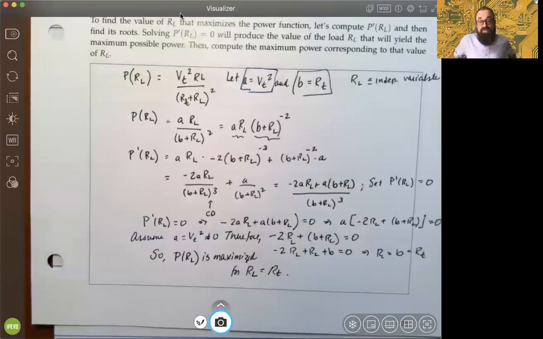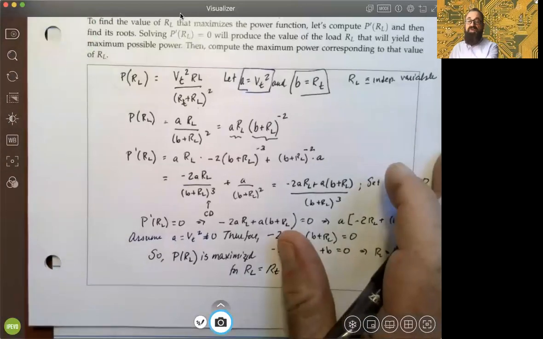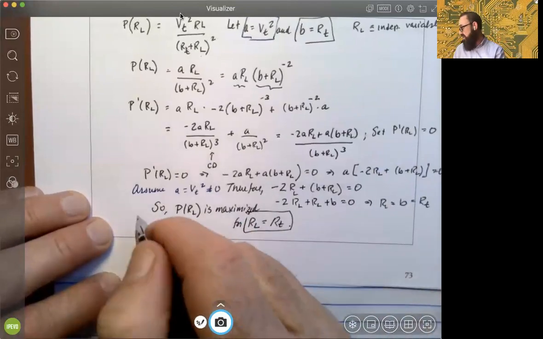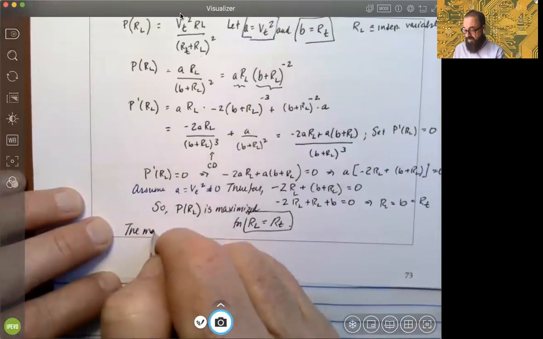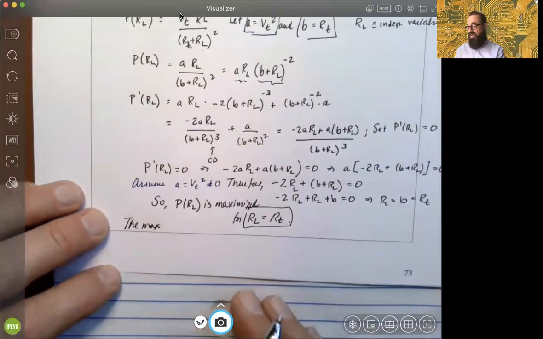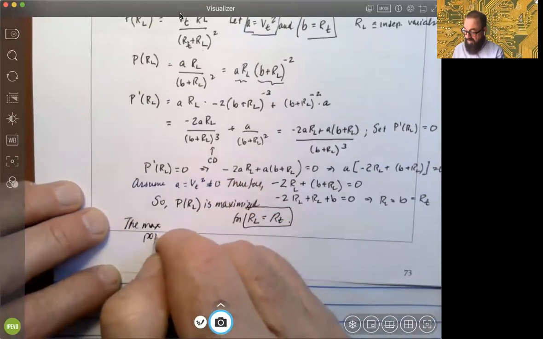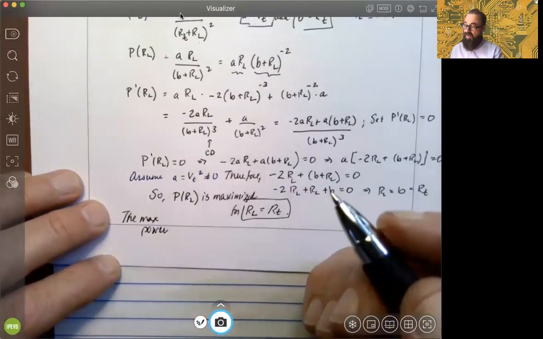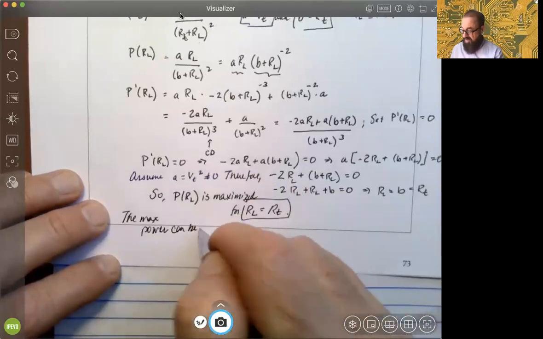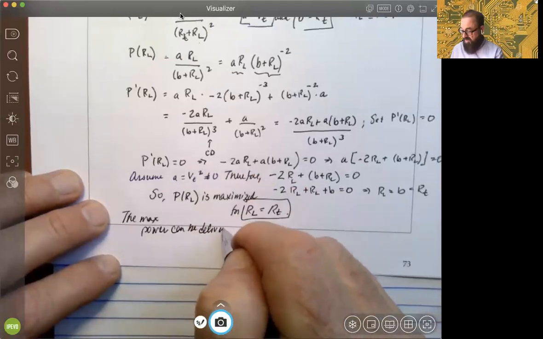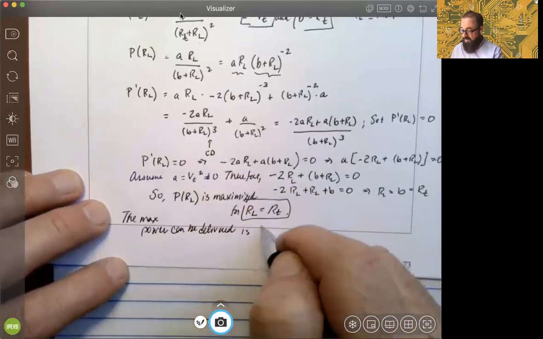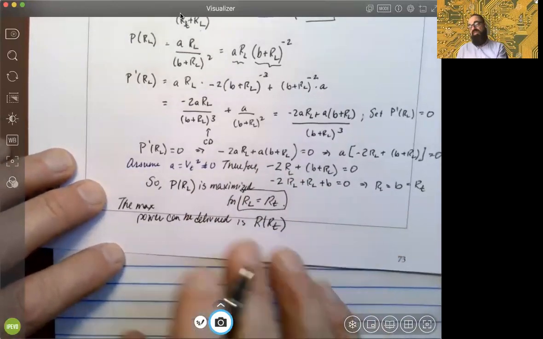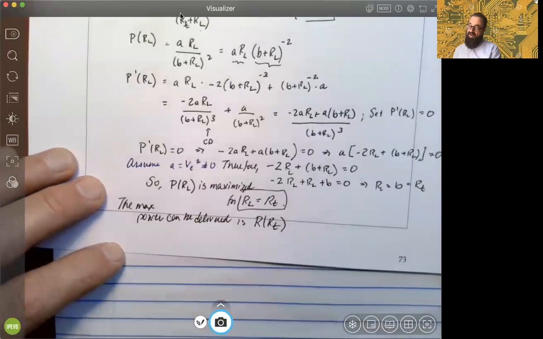If you really wanted to compute the max power, so let's suppose we wanted to compute it. This tells us when it occurs. What is the max power? So we'll say the max power, then we have to plug in this choice for R sub L. So the max power that can be delivered to the resistance is what? P of R sub T. In other words, you should put in the Thevenin resistance. That should be what's attached to the Thevenin equivalent.